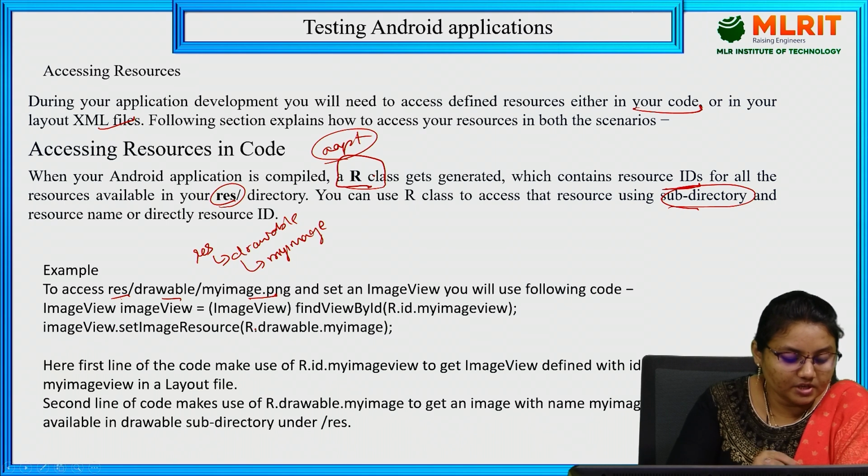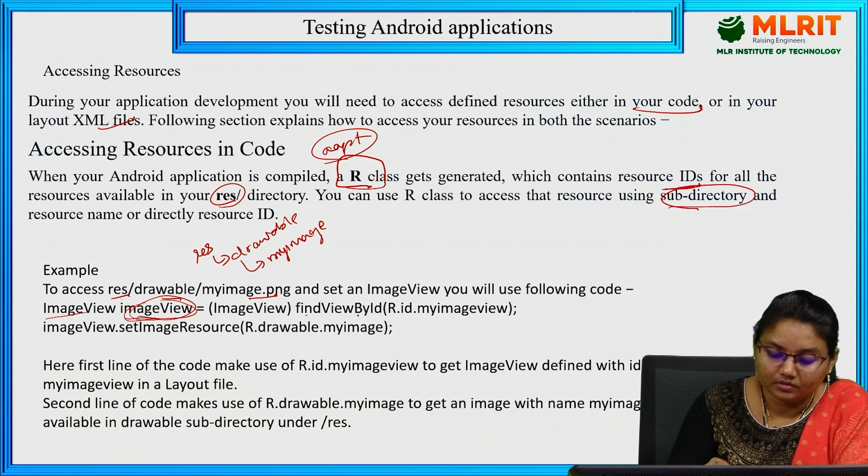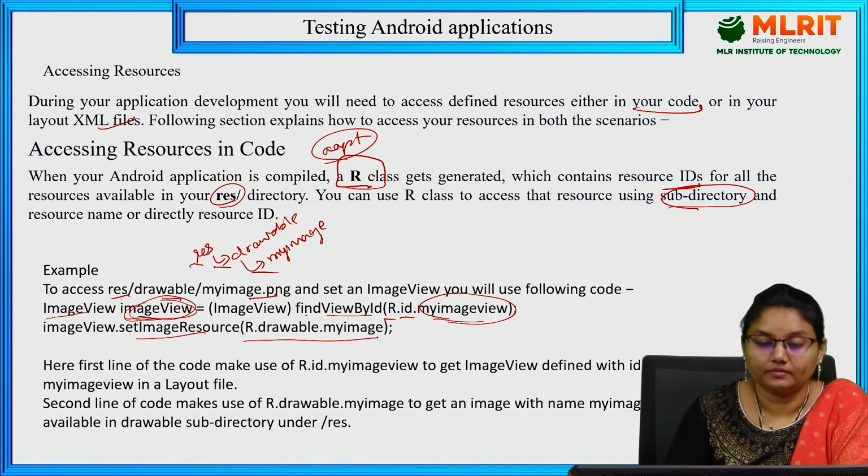How to set an image view? You are taking a component, class ImageView, and creating an object using findViewById, R dot id dot my image view. Okay, this my image view can be set by using setImageResource. What is the source? The source is R dot drawable dot my image. That only we have given.